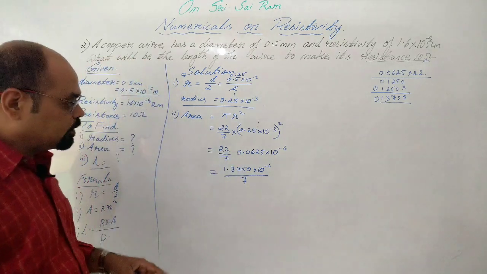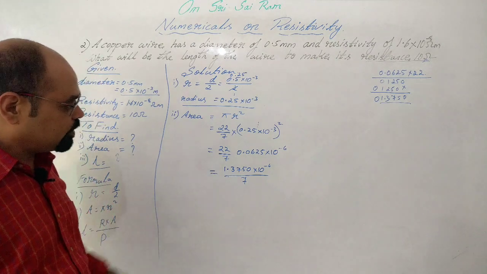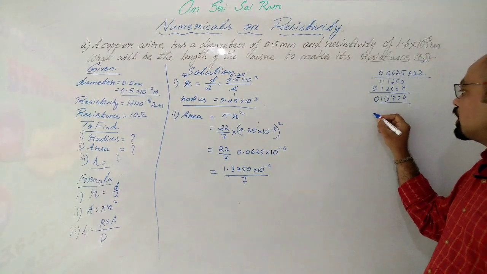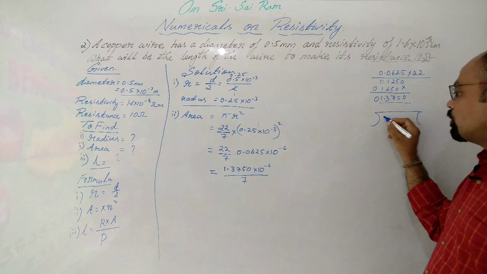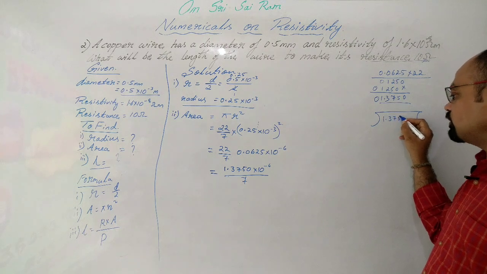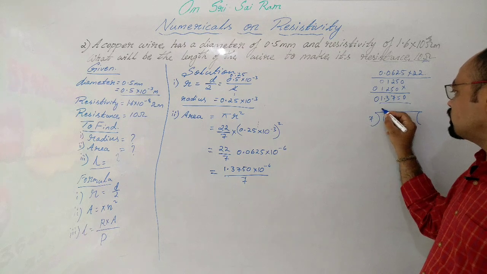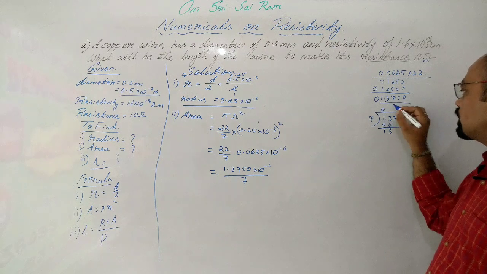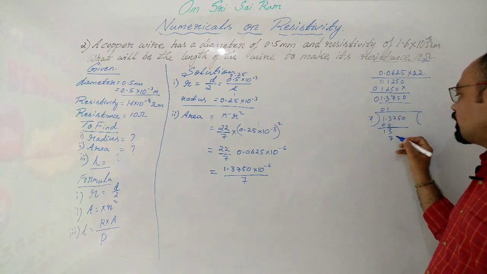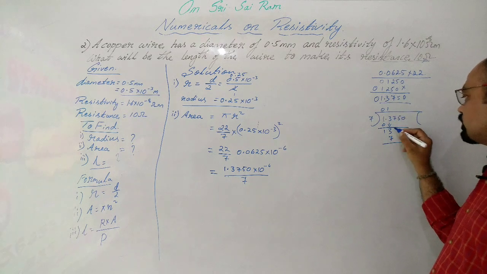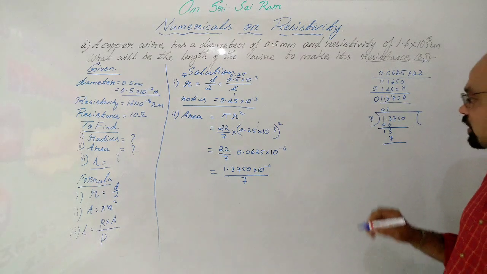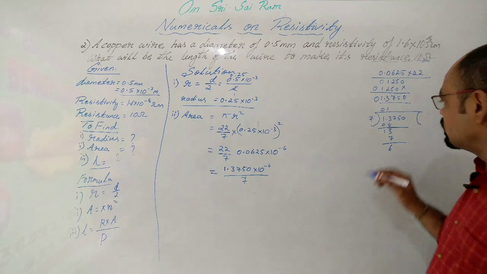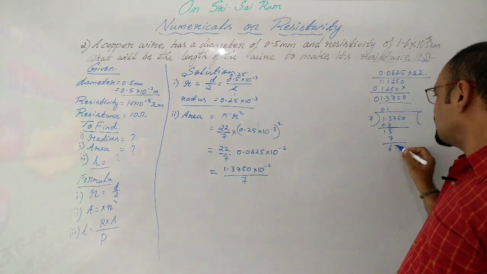Now divide 1.3750 by 7. Let's do the division here. 1.3750 divided by 7. 7 zeros are 0. So 1 and 3, we take it down. 7 ones are 7, because 7 twos are 14, and 14 is greater than 13. So 13 minus 7 is 6. And we are taking 7 down.